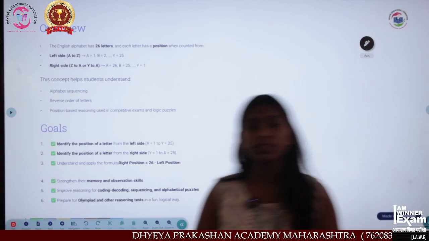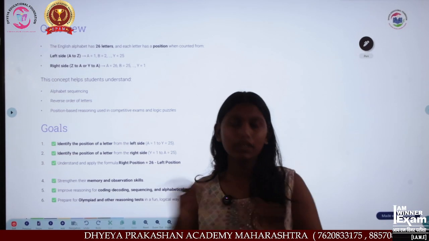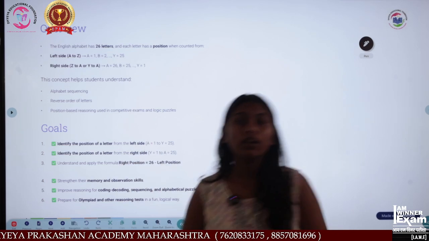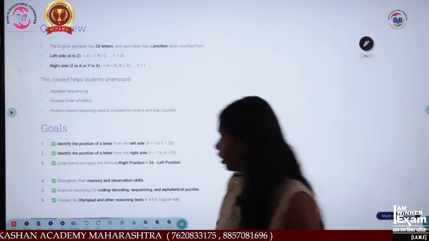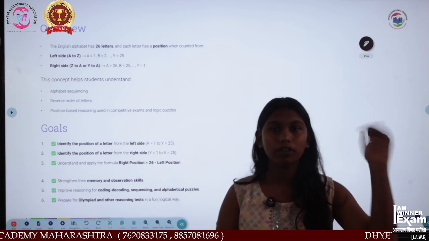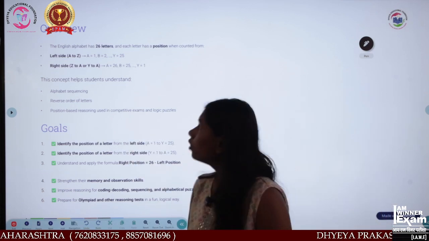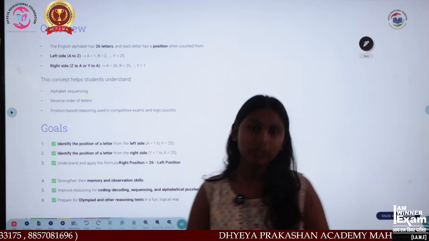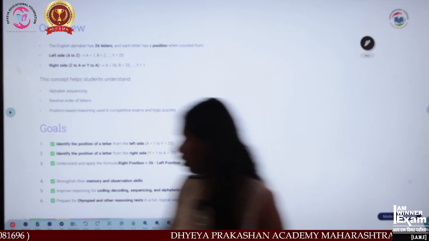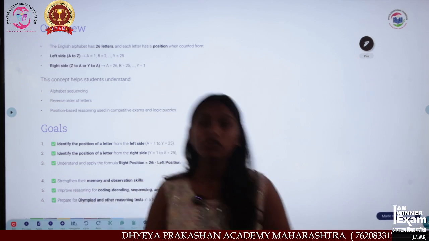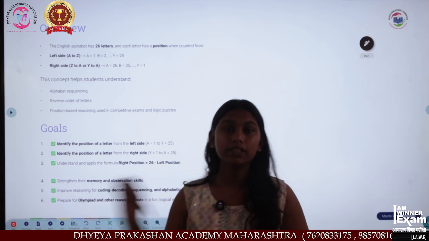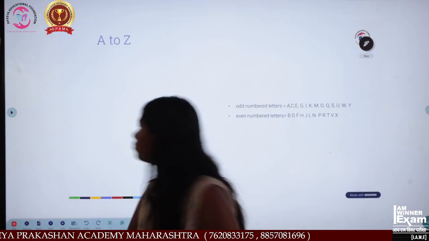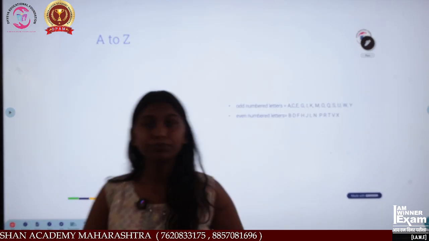Now in this lecture we are going to number the alphabets from the left hand side and from the right hand side. We are giving them some positions, that is 1, 2, 3, 4, 5, 6, and then based on those positions we are going to solve the MCQs. So in this lecture you will understand the alphabet sequence and the reverse order of the alphabets. Then let's start.